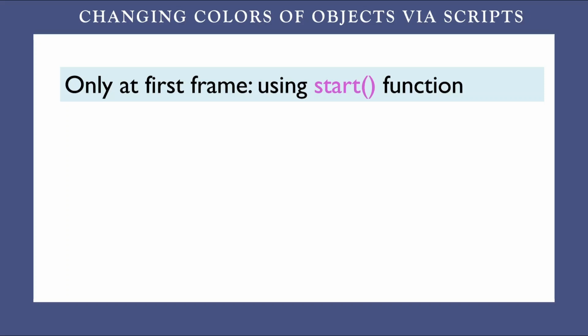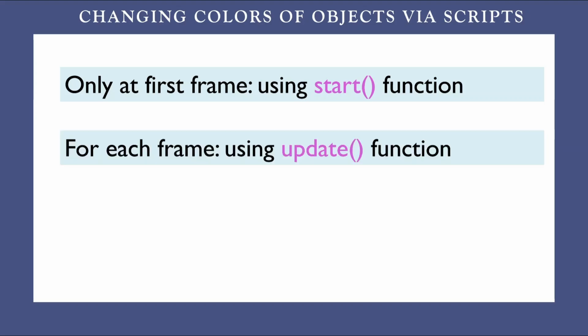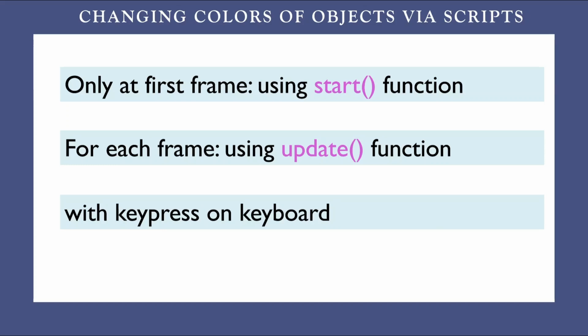If at the first frame itself you want to change the color, that means when you start executing your game, then that can be done by using the start function. Or if you want the option of changing the color at each frame, then by using the update function we can do that. Next, if you want to change the color whenever you press a key on your keyboard, that can also be done.